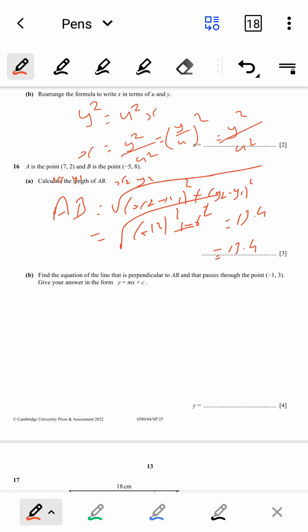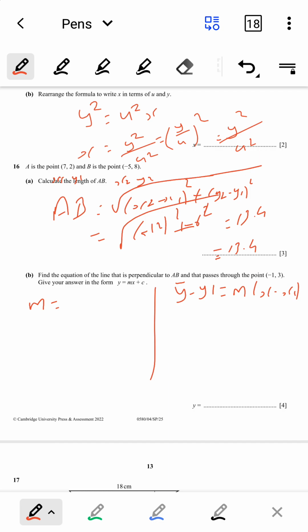Give your answer in the form of y equal to mx plus c, straight line equation. For straight line equations, you know the formula: y minus y1 equal to m times of x minus x1. We need a slope first. The points A and B have already been given here, so we have to calculate the gradient, that is, the slope.